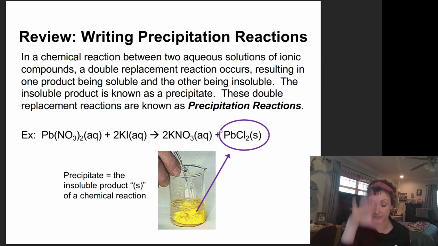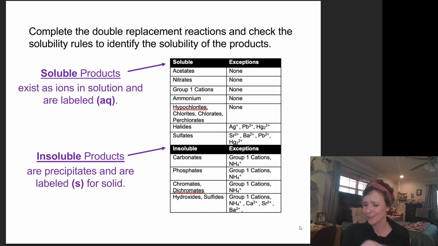If my solubility rules classified something as insoluble, we know that specific product would not dissociate into ions, and it would be solid, eventually falling down to the bottom of the beaker, outside of your aqueous solution. Okay, so we talked about our solubility rules in terms of soluble being up top, insoluble being on the bottom.